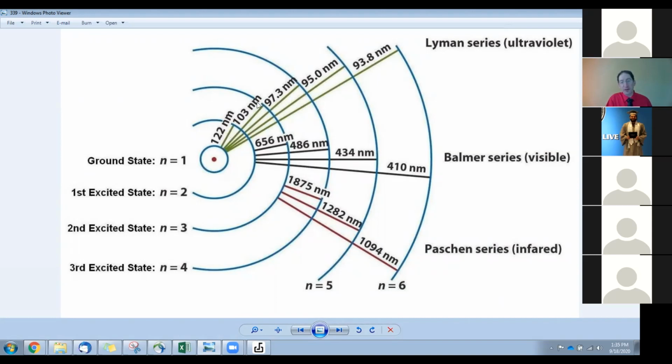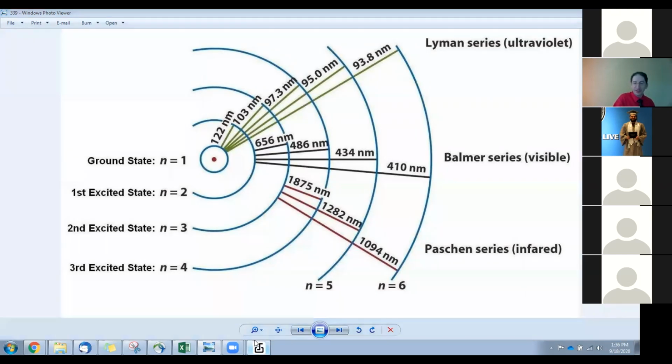I want to go from the ground higher up, that's more energy. So shorter wavelength, higher frequency, shorter wavelength. As I go to higher and higher energy transitions, here to here, here to here, here to here, it's shorter and shorter and shorter wavelengths. And so the first transition, we call that Lyman alpha. That's the one at 122 nanometers.